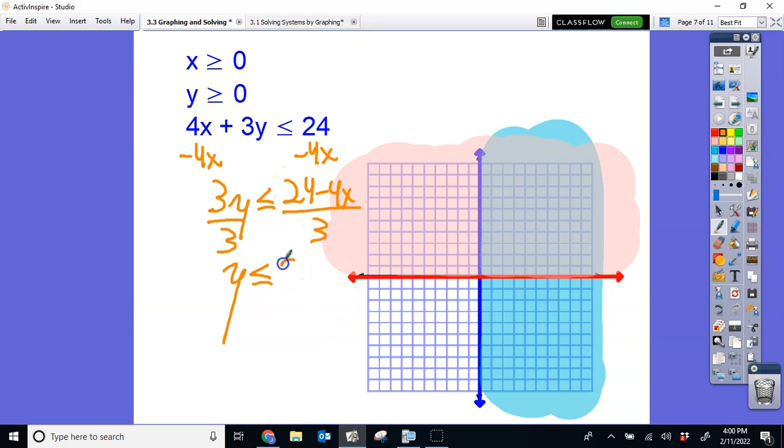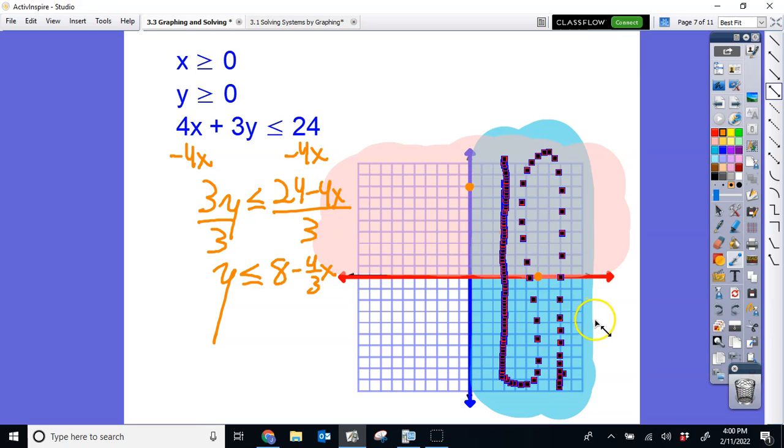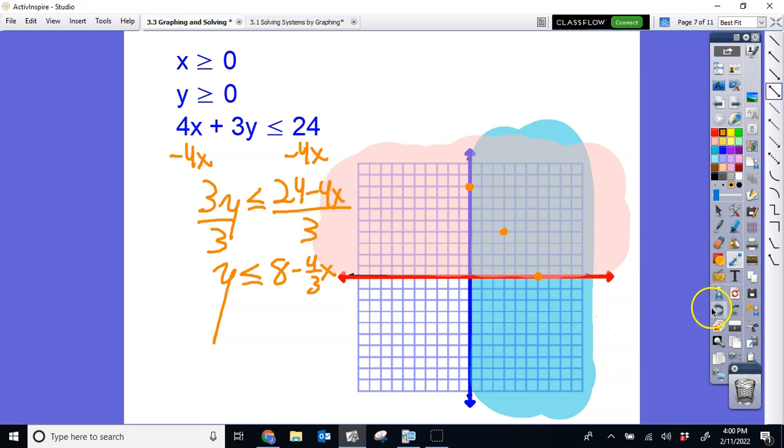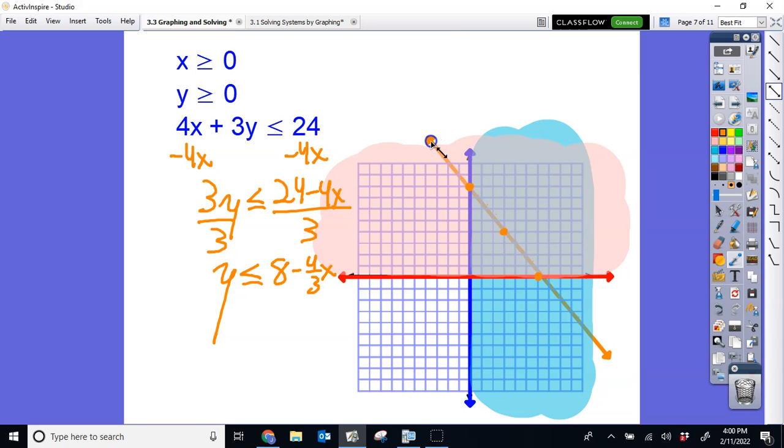I don't have to do anything weird there. 24 divided by 3 is 8. Negative 4 divided by 3 is negative 4/3 x. So you begin at 8. And then you go down 4 over 3. Down 4 over 3. Notice this one is going to be a solid line just like the other one. Oh boy, this thing's not going to let me. Oh, there we go. Sorry, guys.